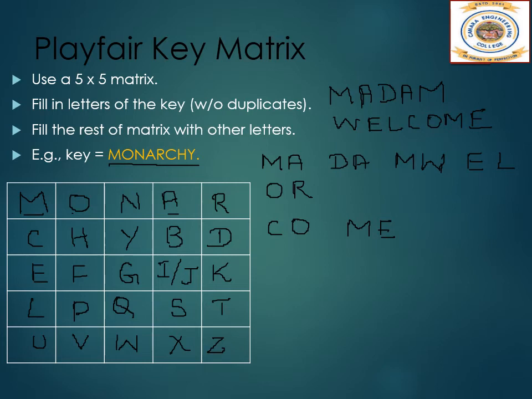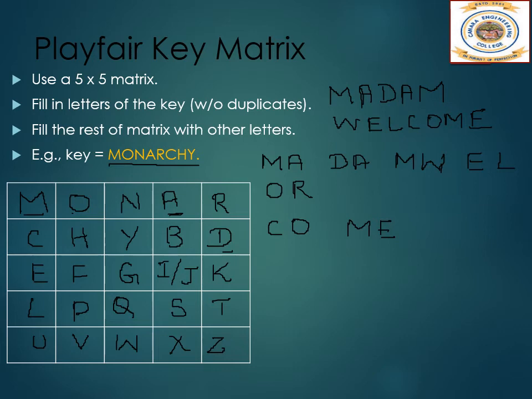Okay. Next, D and A. I have to find out where D is. D is here and A is here. So these are in different rows. If they are in different rows, then we have to check the element.